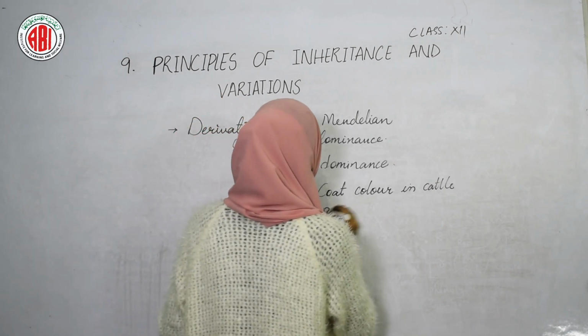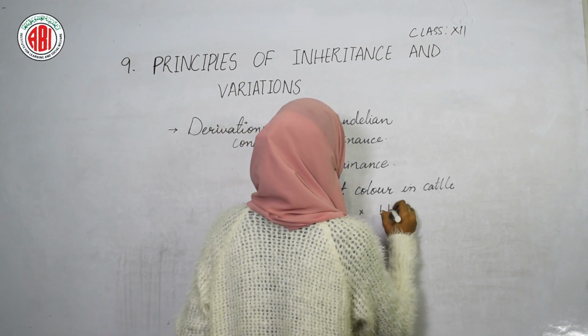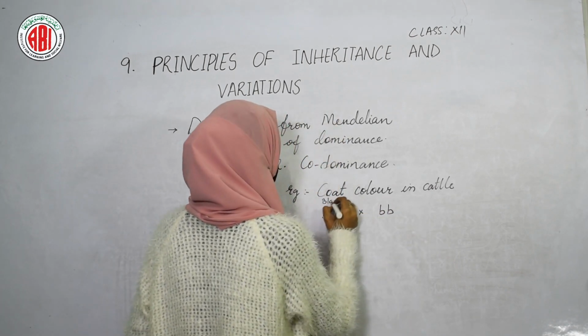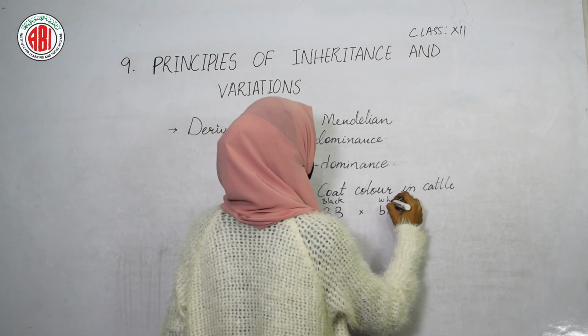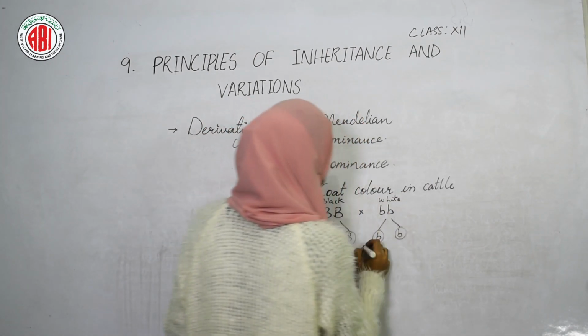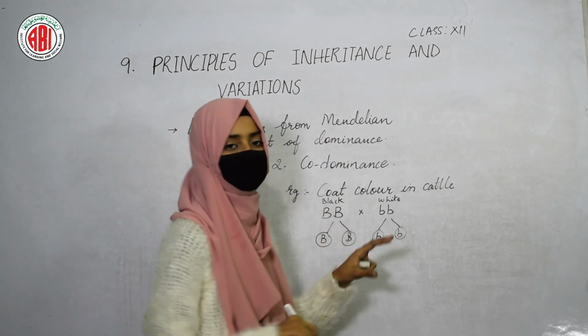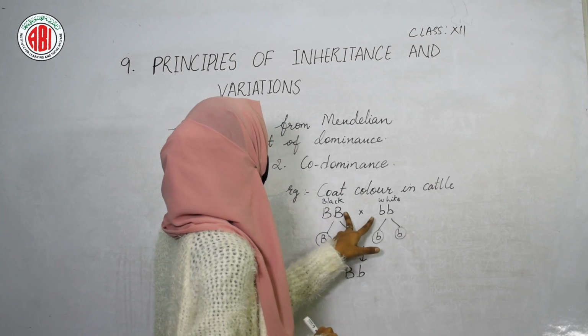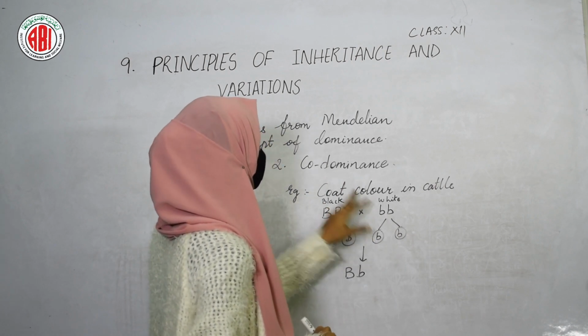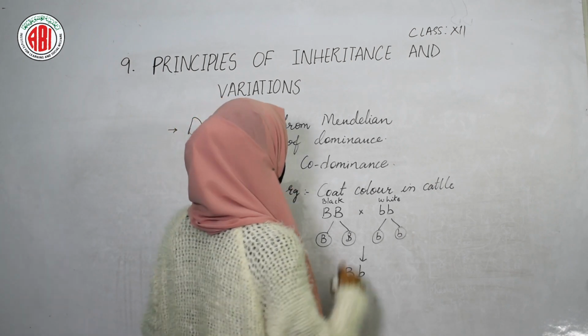Here we will take the character capital B capital B, that represents the black color. These are the pure lines, and this is for white color. The gamete formation takes place again, and in the F1 generation all the offspring that are produced show both the characters. Both the characters can be expressed in the F1 generation. This is called codominant.